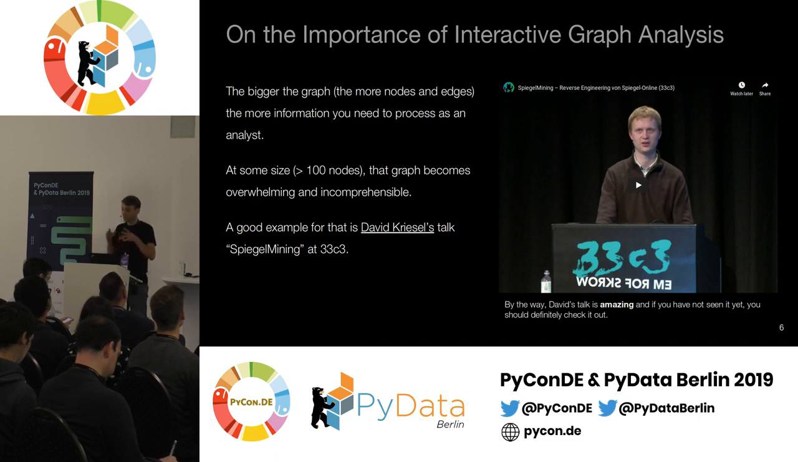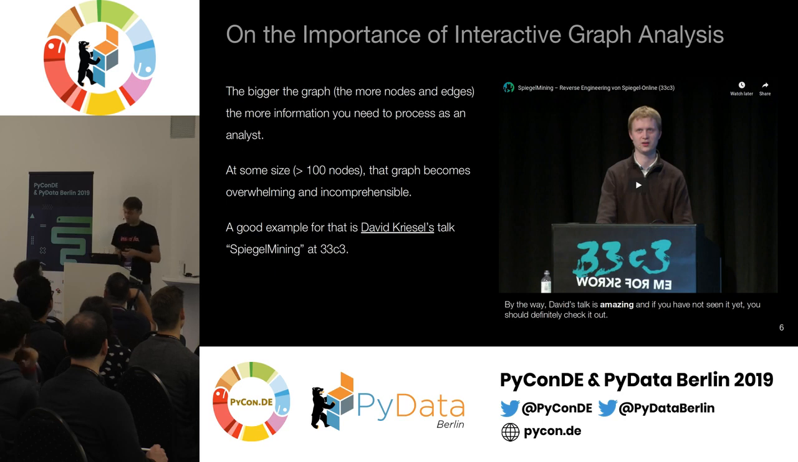And I will show you the result of his research in a second, but what I'm trying to tell you is that with small graphs, you can produce a static image and it's fine, and you can look at it and it's pretty. But the bigger the graph, the more information you as an analyst also need to process, and the more difficult it gets. And from my personal point of view, once you have more than 100 or some 100 nodes and edges in your graph, it becomes almost unfeasible to really comprehend what's going on. There's just information overload. It's overwhelming.